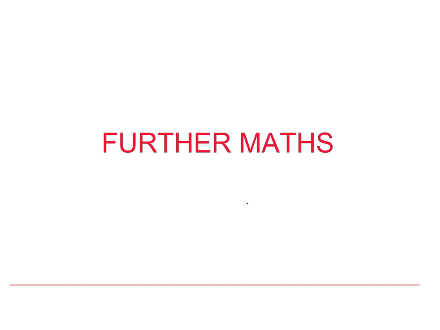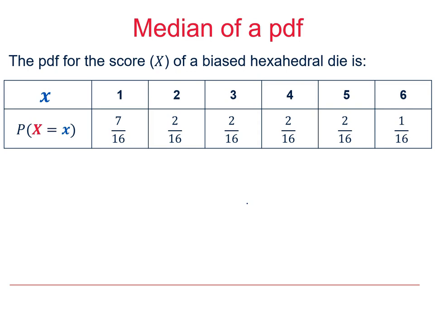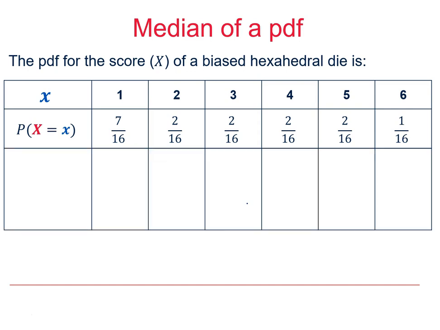Now in further maths, again, we need to relate this to having a probability density function. So if we go back to the score on the die again, how could we find the median, or the halfway middle point here? So let's have a look at doing cumulative probabilities. So let's make another line here where we fill in the probability of getting up to and including each outcome. So here the probability of getting up to and including a score of 1 is 7 over 16. The probability of getting up to and including a score of 2 would be 9 over 16.